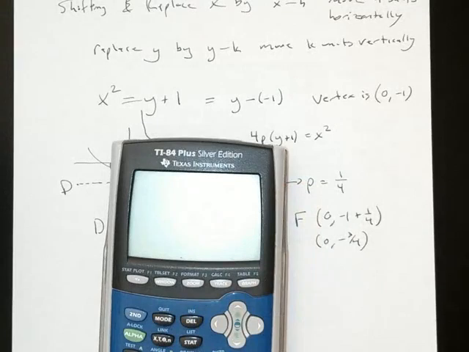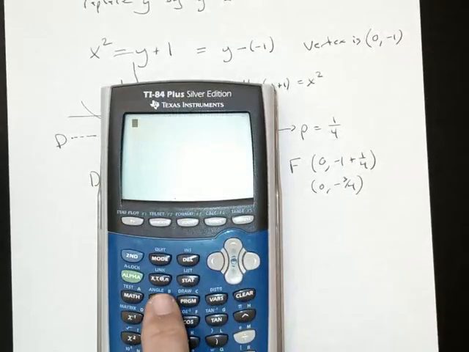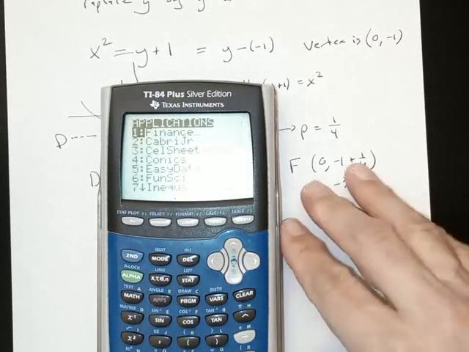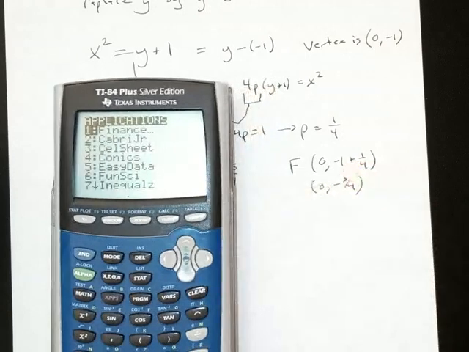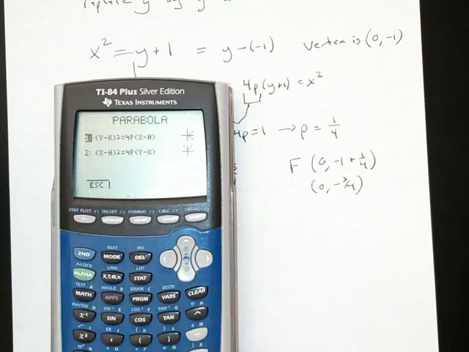You ready for the best part? There's a bunch of applications already built into the calculator, right? Apps. What's number 4 say? There's an option for a parabola. And if I go and I hit option 4, it gives me the standard equations. I don't have to have this memorized. It's right there.